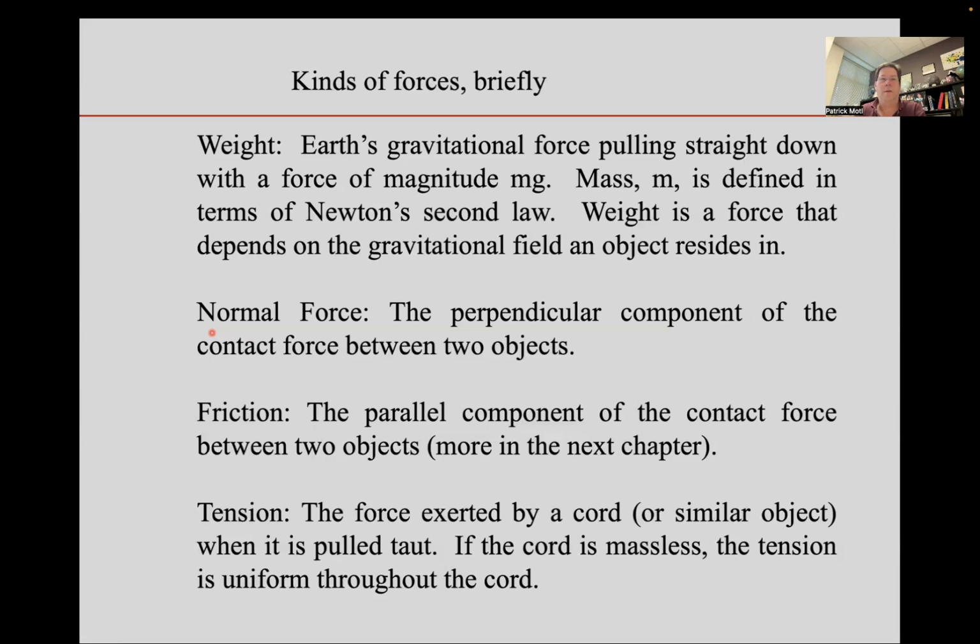Normal force: I have a contact between two objects. They are in contact with each other, whatever the orientation is. The perpendicular component of the contact force between those two objects is the normal force. The side to side, so if I try to slide one hand past the other, that takes some effort because there's friction. So friction is the parallel component of the contact force between those two objects in contact. Friction is its entire field of study. It's a very important field of study. It's tribology.